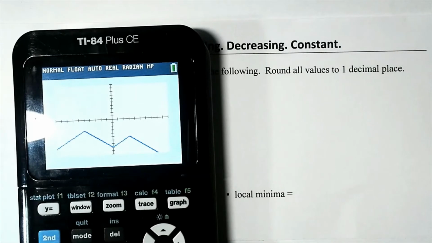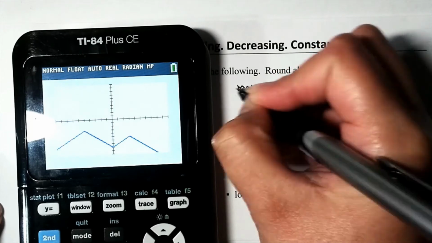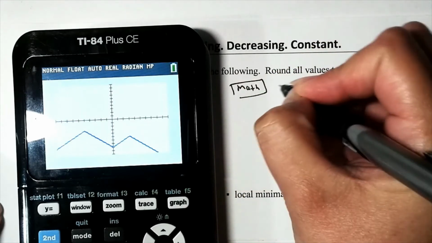Okay, but first I'm going to put the keystrokes for how to find absolute value. So first we're going to hit the math button. Then we're going to hover over to number.